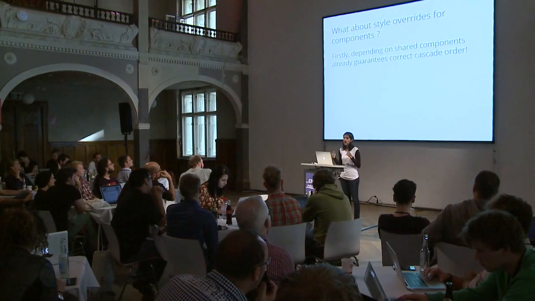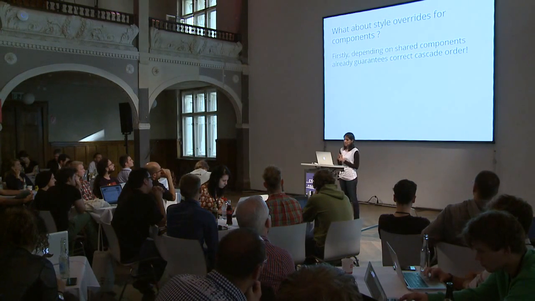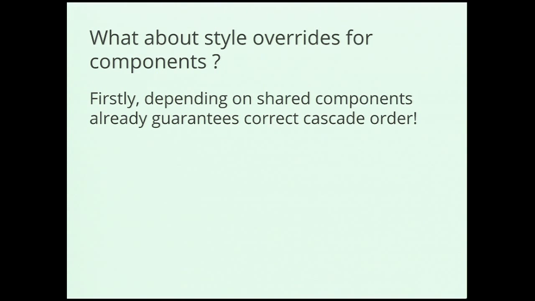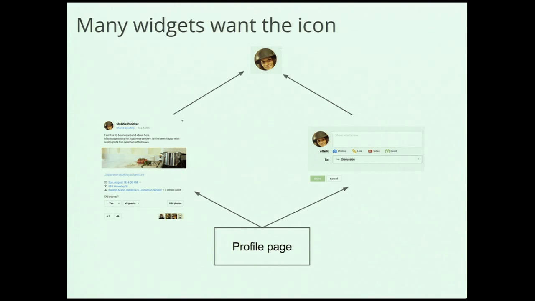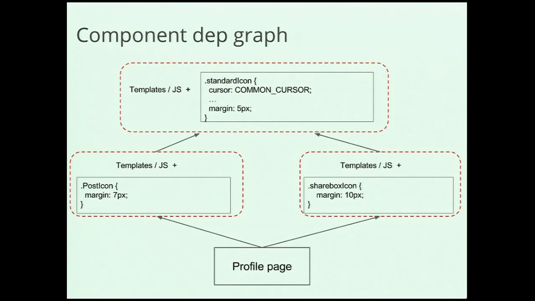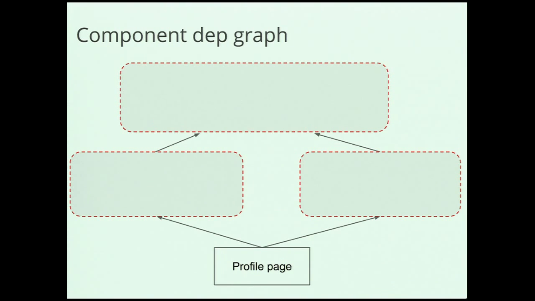We still haven't covered how to handle style overrides for components yet. So first of all, I want to demonstrate that using components with a dependency graph actually guarantees correct cascade order as well. So let's say I have many widgets on my site, and they all want to use a common component, like an icon. So this will basically map to some dependency graph if we are using components. And the styles would show up in the graph. And eventually, we are going to flatten this dependency graph into the cascade.